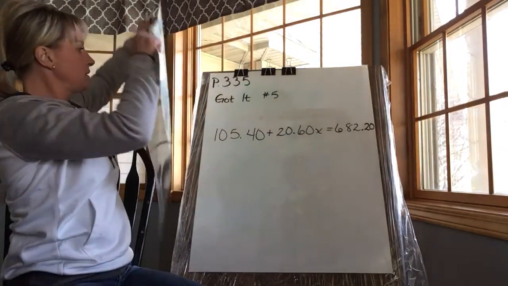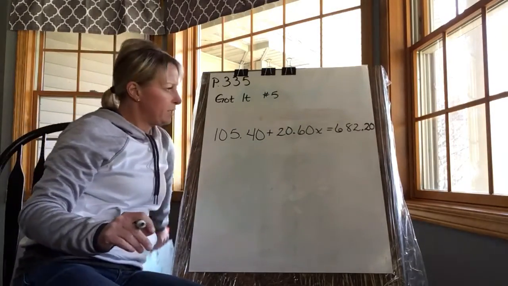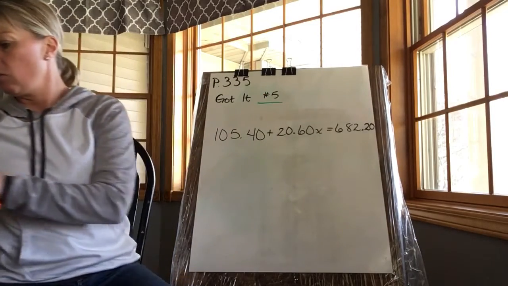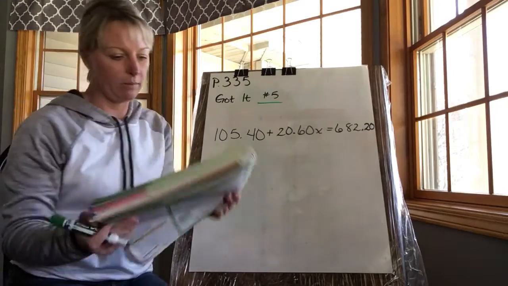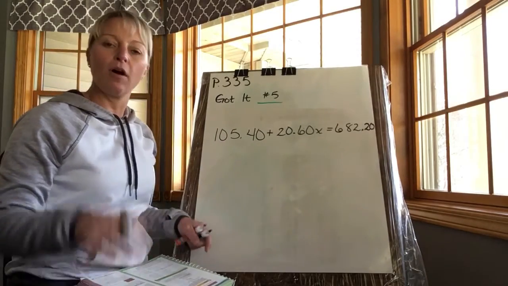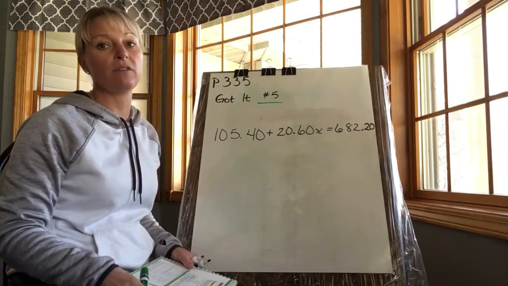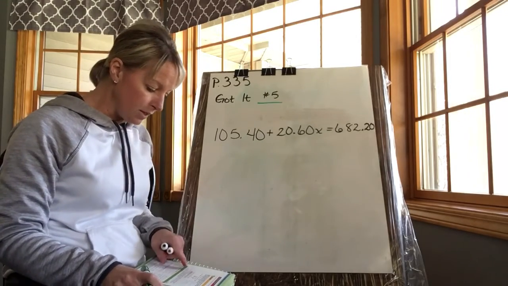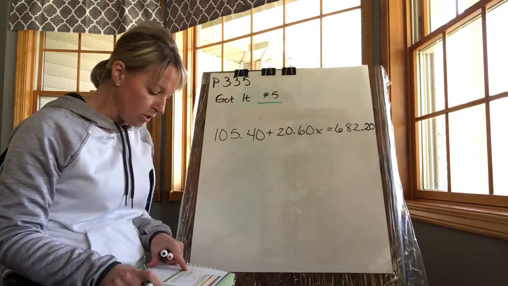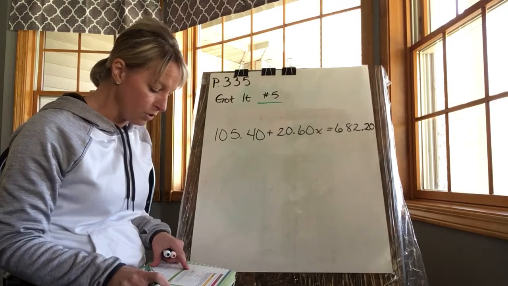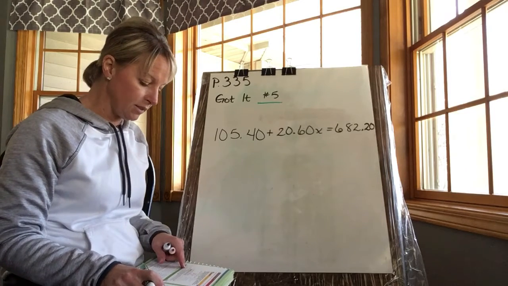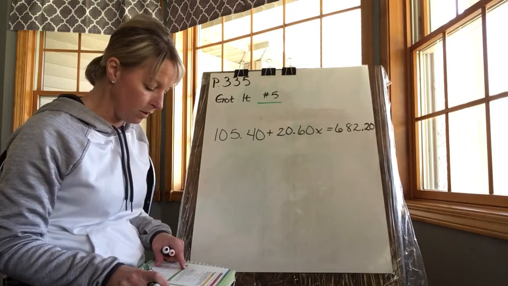Moving on to our last got it problem, which was number 5. Now, one thing I want to focus on in number 5 is that it was a story problem. And what you need to know for our lesson coming up tomorrow, you're going to have to start writing the equations and then solving the problem. So it says, Salvatore purchased a computer for $682.20. He paid $105.40 initially and will pay $20.60 per month until the computer is paid off.